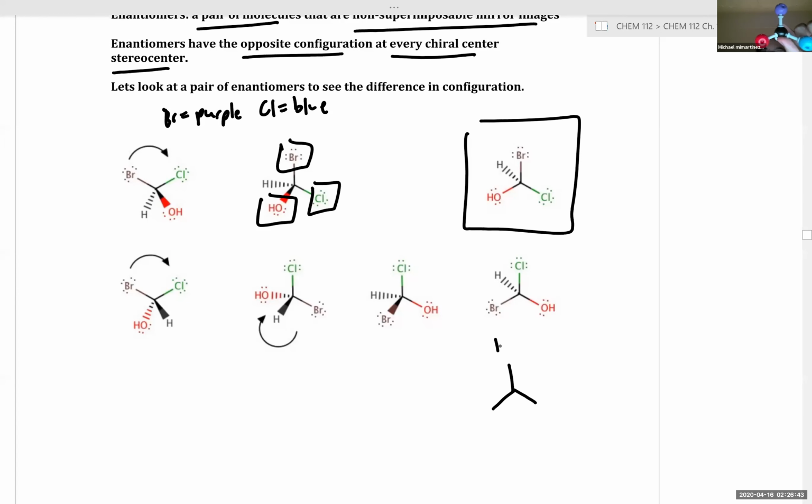So in this case, we have our bromine up top. We have our chlorine on our left. Well, let's think about the chlorine for a moment. We have our OH on our right. Our hydrogen is in the back. And what group is pointing out of the page towards us in this depiction? Yep. The chlorine, exactly right.